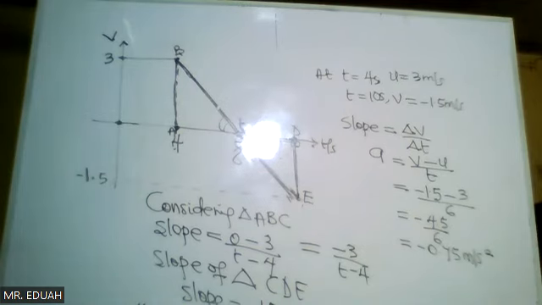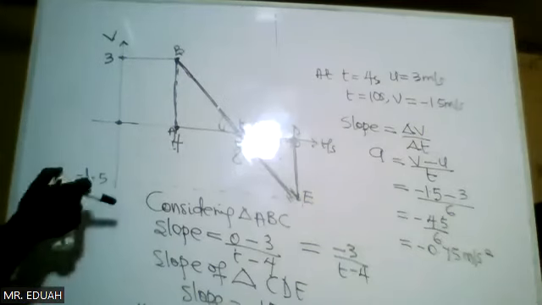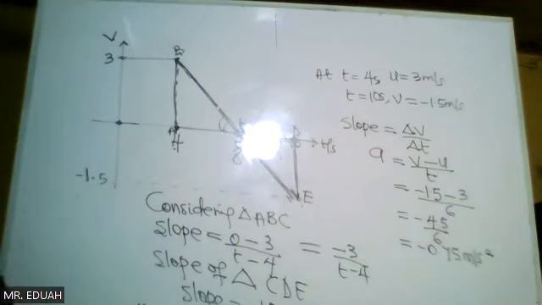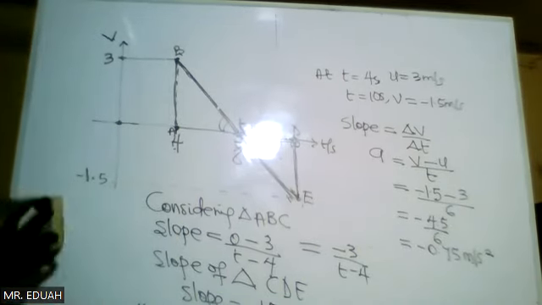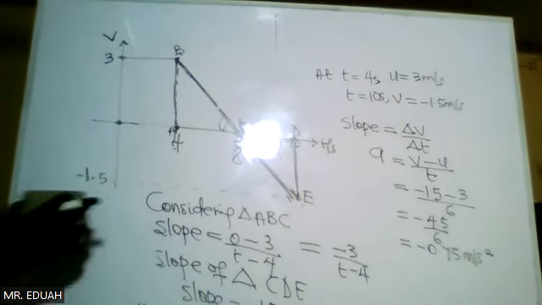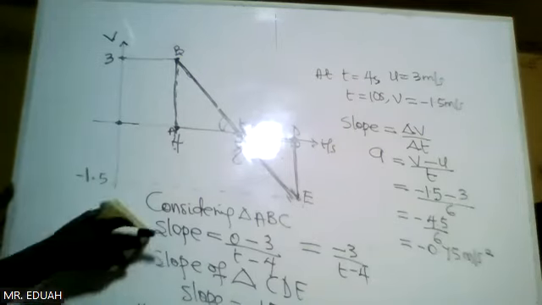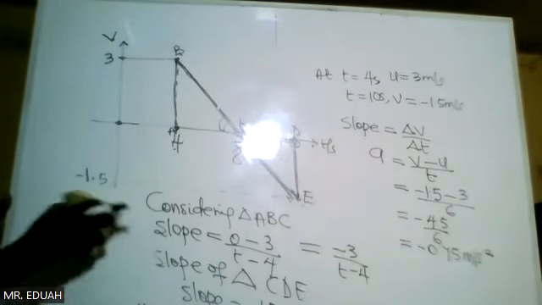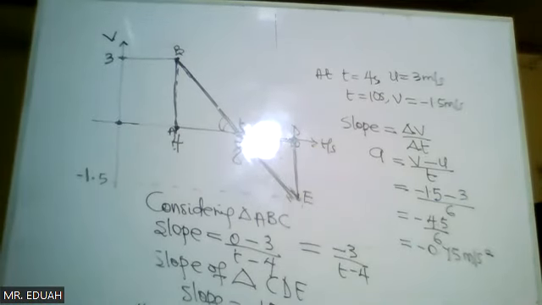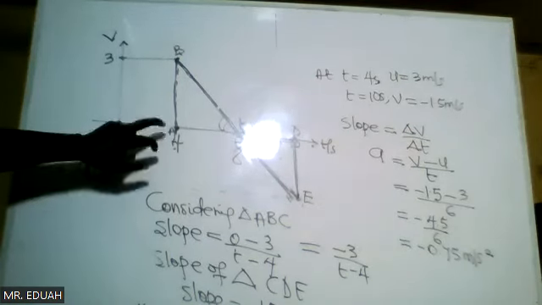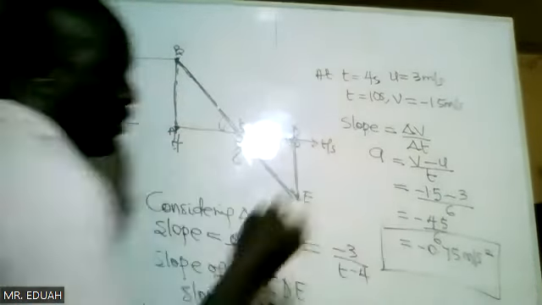What did you have for the slope of ABC? Elizabeth, your microphone, please. What did you get for the slope of ABC? I got 0.75 meter per second squared. Did you get positive or negative? Negative, sorry. Exactly. So you realize that the slope of ABC is the same as what we had calculated earlier.